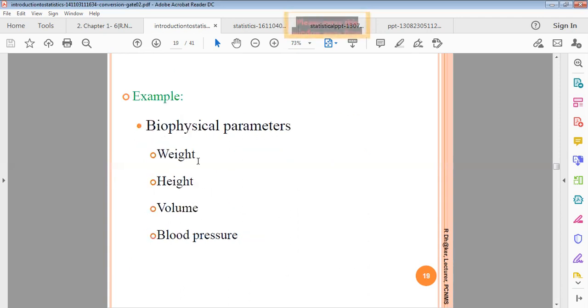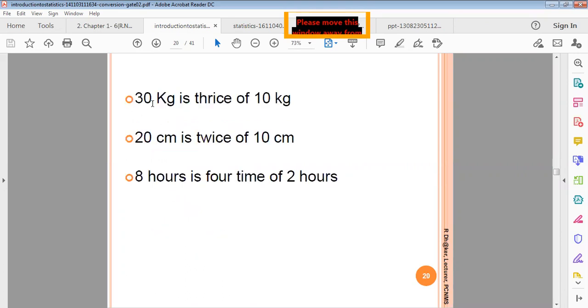In biophysical parameters: weight, height, volume, blood pressure. We are using these, this is the daily use measurement. Weight, height, volume, and blood pressure. These are the biophysical parameters. Suppose 30 kg is thrice 10 kg. You must know 10 kg rice and 30 kg rice. How many times the difference? Three times.